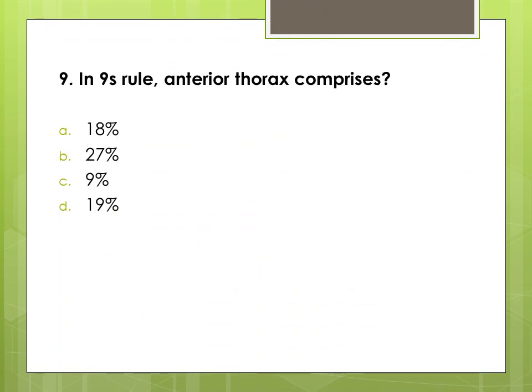9. In rule of 9s, anterior thorax comprises. Options are A. 18%, B. 27%, C. 9% and D. 19%. And the correct answer is answer A. 18%.